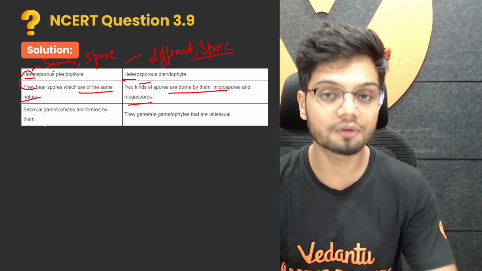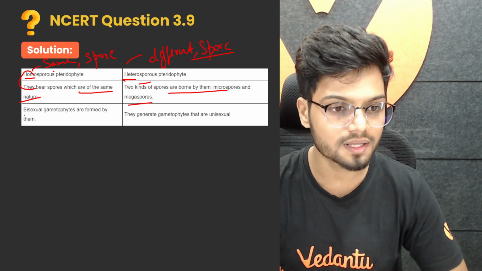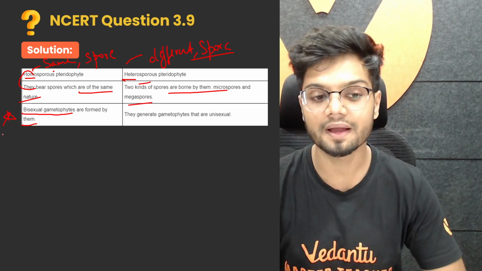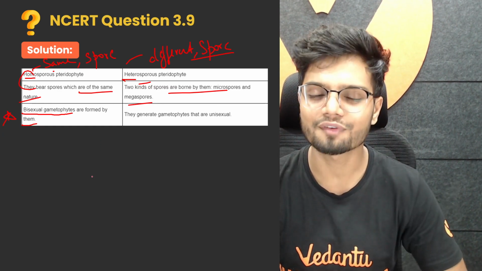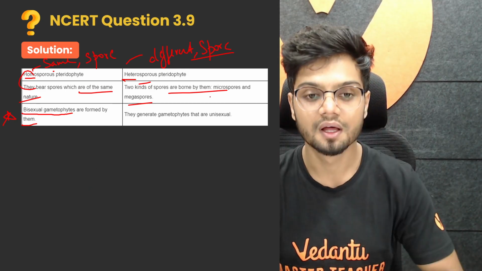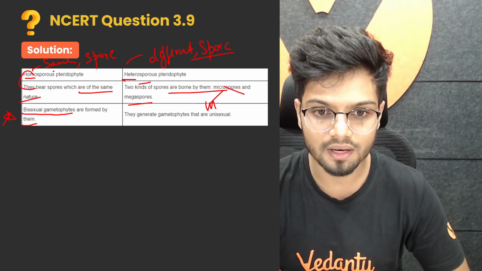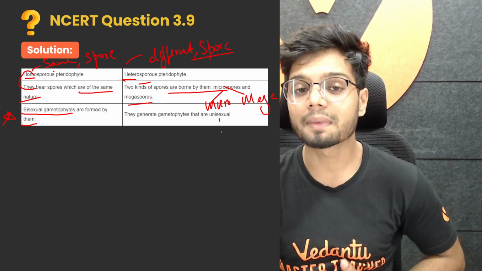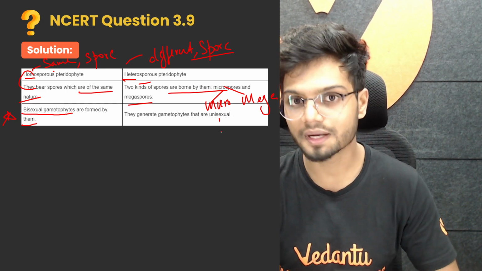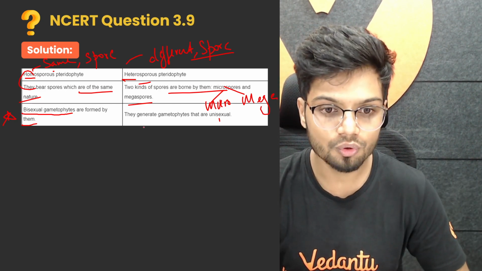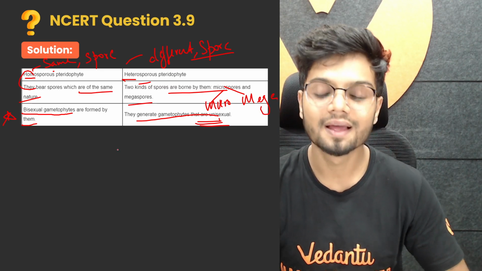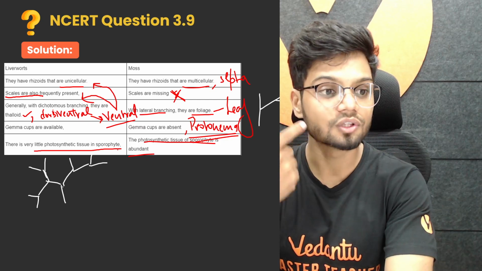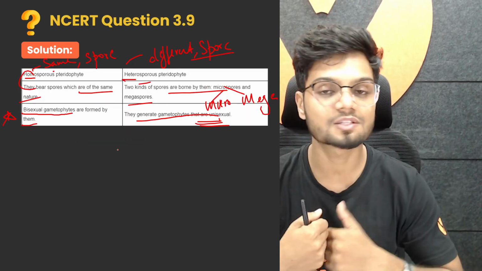Now, the gametophyte. In the case of homosporous plants, bisexual gametophytes are formed. Very important, note it down. In the case of heterosporous plants, because there are two types of spores, micro as well as mega, the micro gives rise to the male and the mega gives rise to the female, and they fertilize. That's why you have a unisexual gametophyte here.